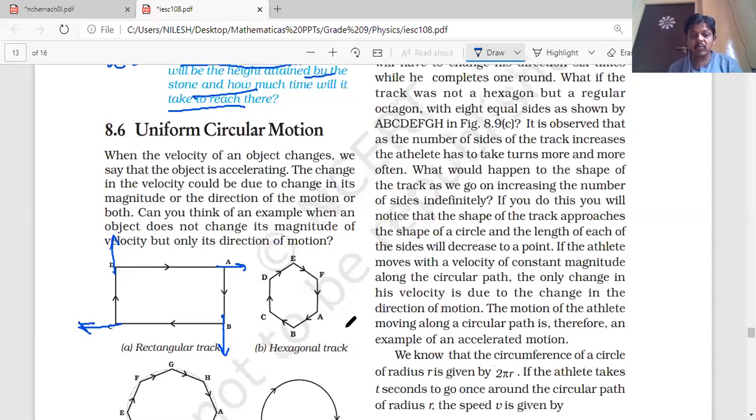Similarly, see, there were only 4 corners. If instead of a rectangular track, I was traveling on a hexagonal track, I would have changed my direction 6 times. 1, 2, 3, 4, 5, and 6 times I had to change my direction. If I wouldn't have changed my direction, I would have gone in the same straight line like this, or like this, or like this. Are you understanding? If I wouldn't have changed.